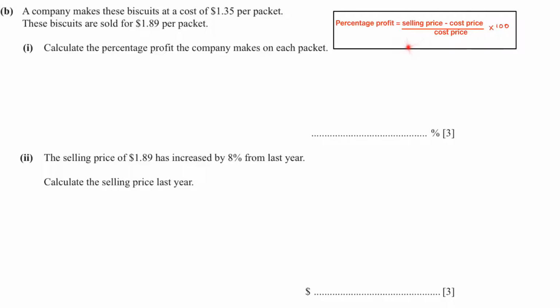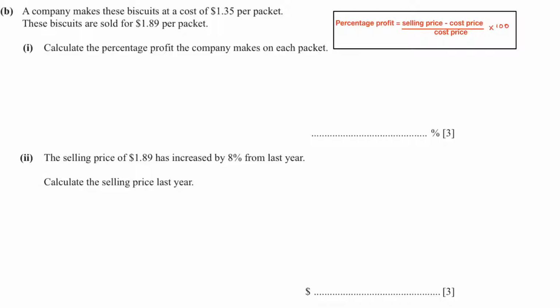It's not very difficult to remember, and you can use the same formula with a little bit of change for percentage loss. It will be cost price minus selling price over cost price multiplied by 100. It's a good idea to write down all the formulas in one sheet so you can refer to them when you need to.